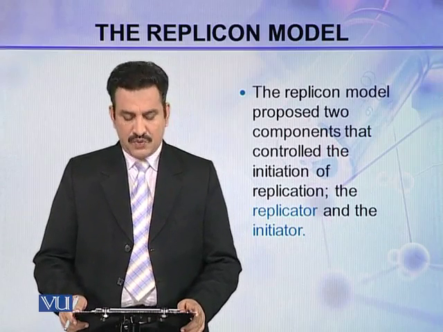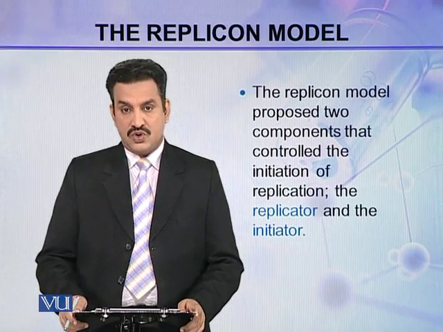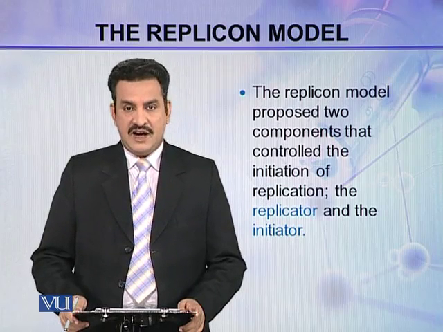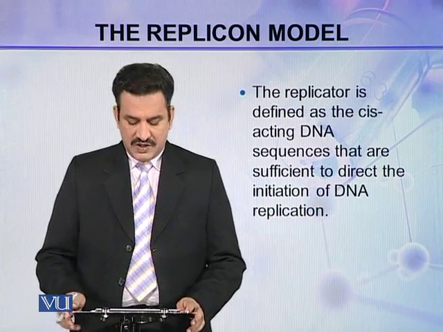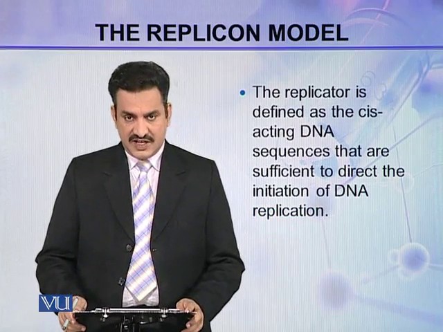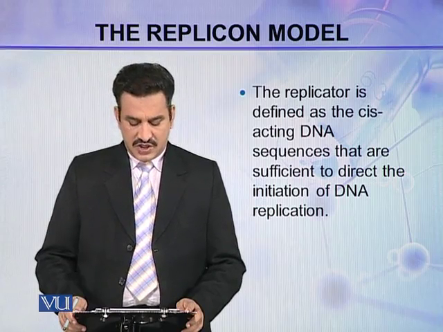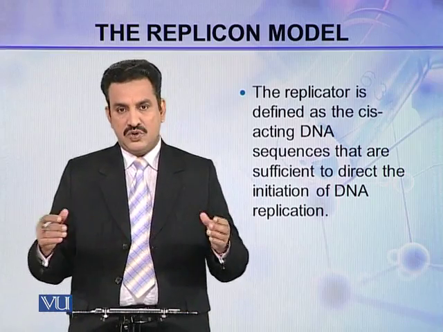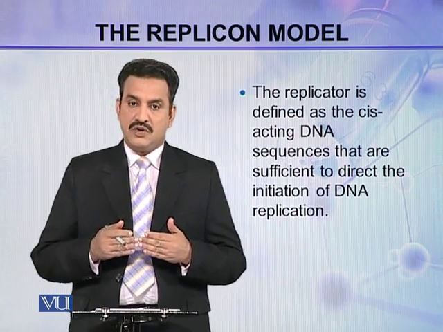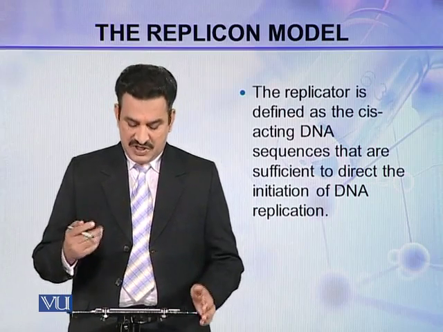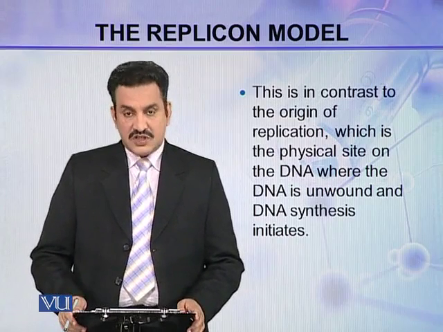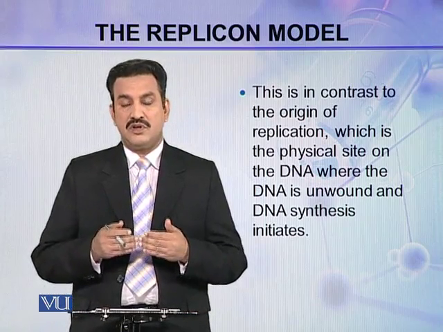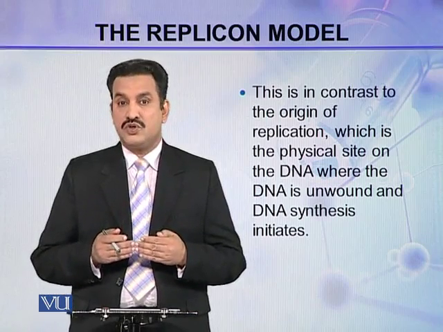The replicon model proposed two components that controlled the initiation of replication, and these two components are the replicator and the initiator. The replicator is defined as the cis-acting DNA sequences that are sufficient to direct the initiation of DNA replication. So along the DNA molecule there are some specific sequences which start the replication initiation. This is in contrast to the origin of replication. So this DNA sequence is not the origin of replication.